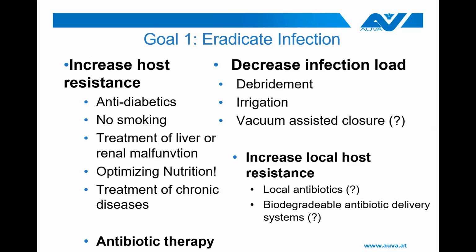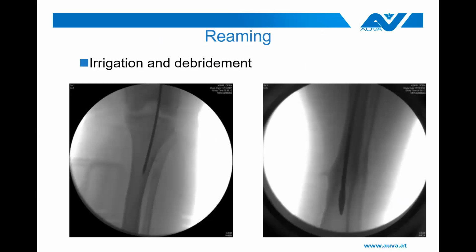To eradicate the infection, you have, of course, to increase the host resistance, including the antibiotic therapy, and then somehow decrease the infection load. And how can you do this? With irrigation and debridement. This is the most important thing, to ream the infected bone, to bring everything out, to do resection and not just minimal scratching on the bone. No, do resection and remove all the suspected bone until you have bloody bone.